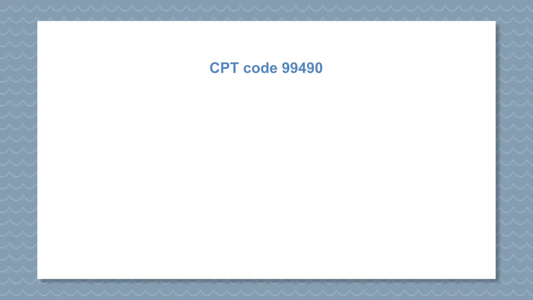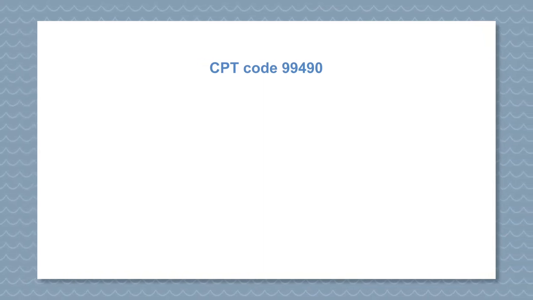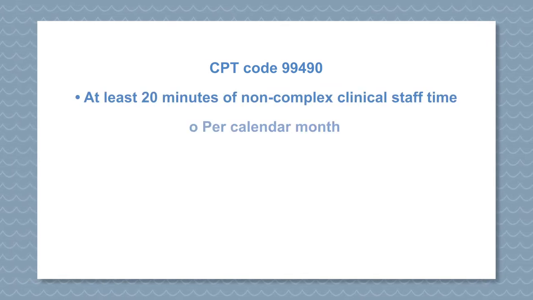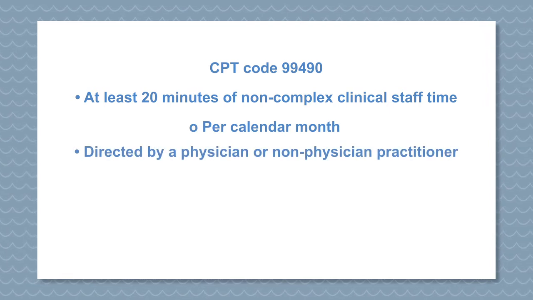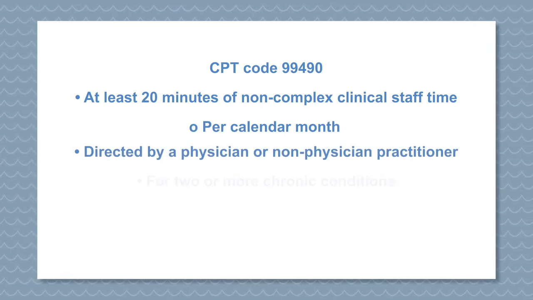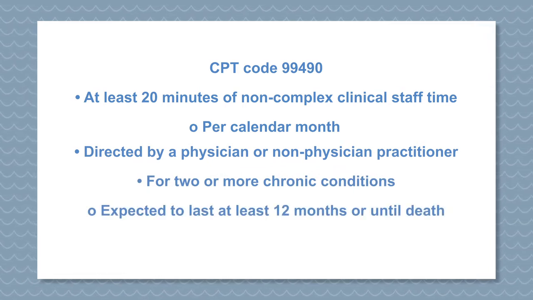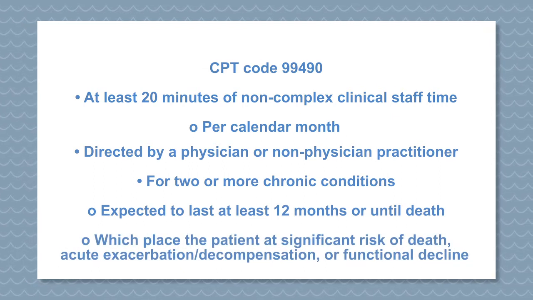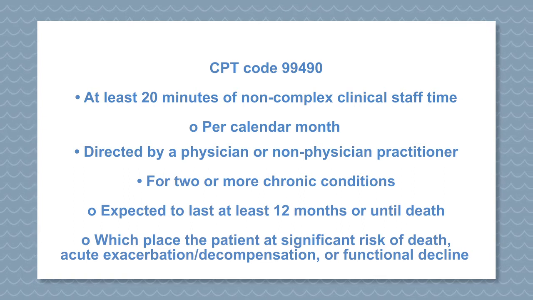As defined by CPT code 99490, basic chronic care management are non-face-to-face services of at least 20 minutes of non-complex clinical staff time per calendar month, which is directed by a physician or non-physician practitioner. These are services for patients with 2 or more chronic conditions that are expected to last at least 12 months or until death, which places the patient at significant risk of death, acute exacerbation, decompensation, or functional decline.